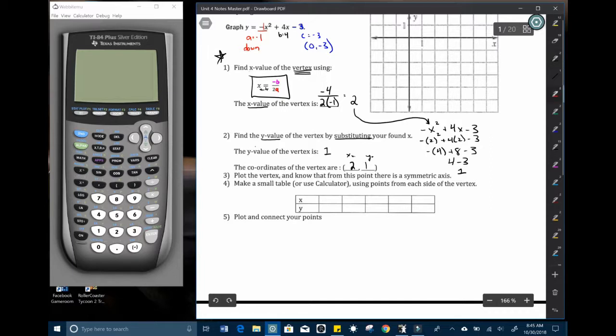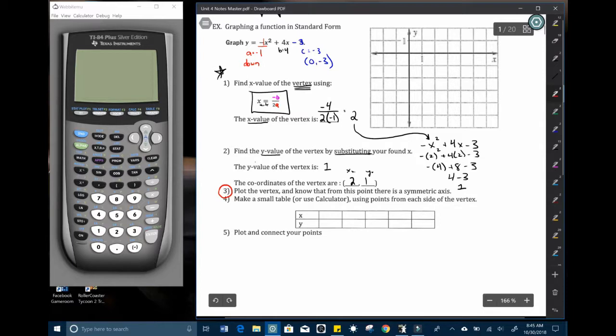So now we have a few different things we can plot. We can now plot that vertex: over 2, up 1. There is the vertex. That is the highest or the lowest point on our graph. In our case, it's going to be the highest. Something else we can plot is the y-intercept. We know it's going to cross at (0, -3). 1, 2, 3. So there's our y-intercept, our c value.